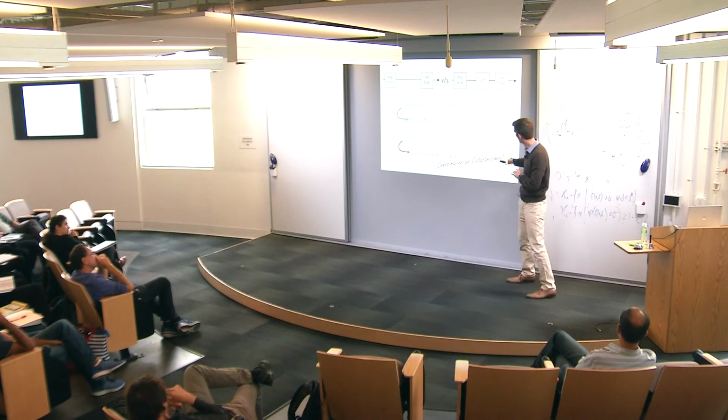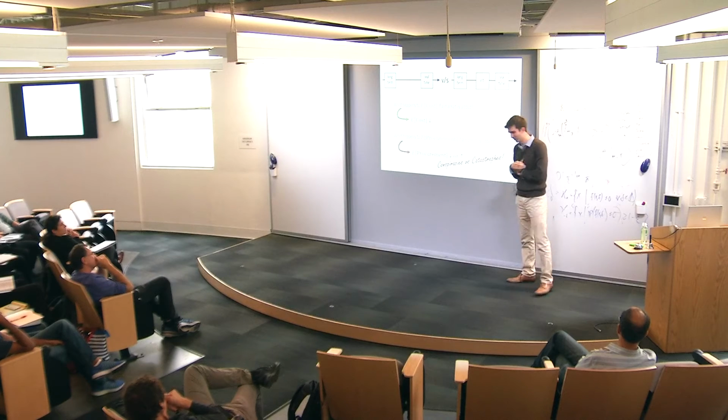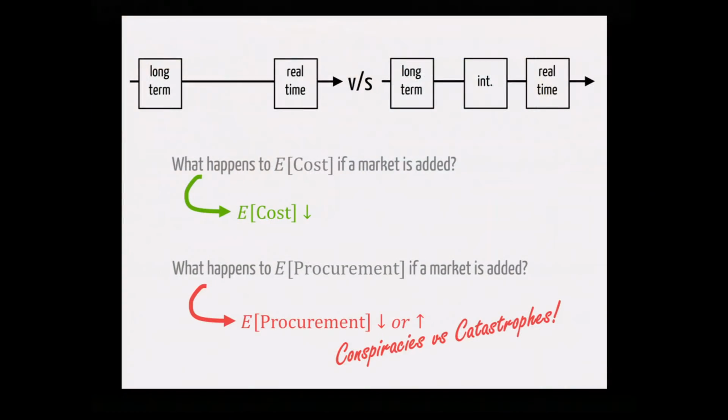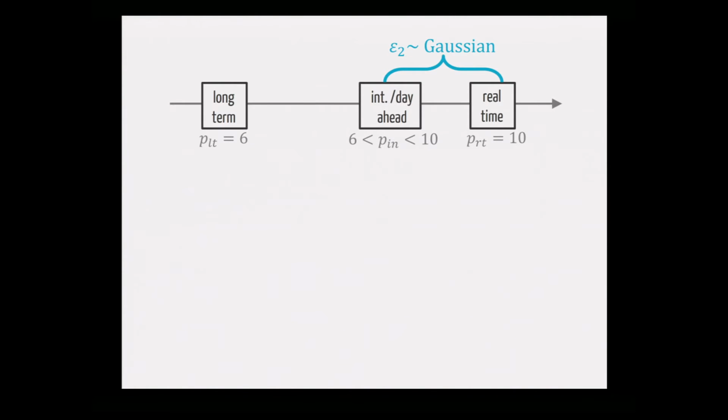The nice thing, if you heard my talk on Tuesday on the queuing stuff, we had this conspiracy versus catastrophe characterization of heavy versus light tails. The same sort of intuition and the same sort of analysis and insights apply here. And it's a little bit more general, actually. But first let me explain what happens.